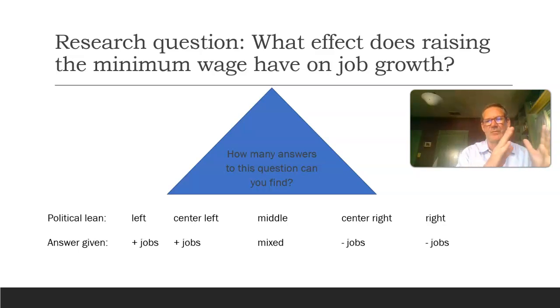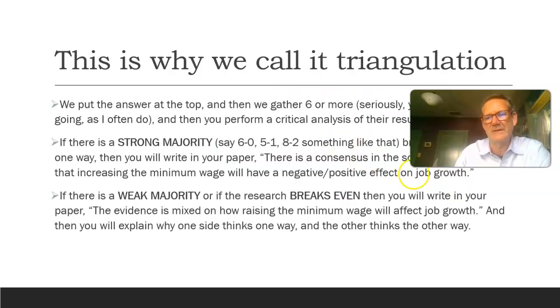And then we have political lean, left, middle, center, right, answer given. More jobs, mixed, minus jobs, right? And this is just hypothetical. My guess is you'd find something like this. In this case, I didn't go and drag it all out. I've been up and down this minimum wage question a bit, but this is just an example. It's probably what you would get. That's my guess. And we're just using it as a sample anyways.